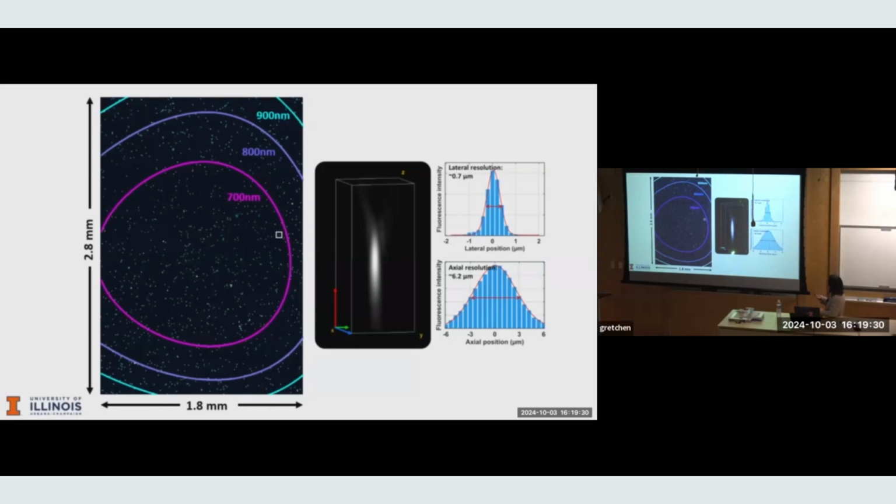Actual resolution is still not ideal because you know the NA square dependence. When you lower your NA, that definitely compromises the actual resolution. So I'll show you some examples toward the end, where we try to overcome this limitation.